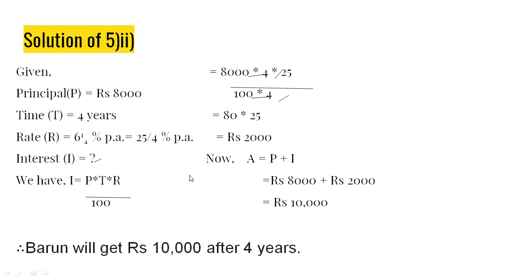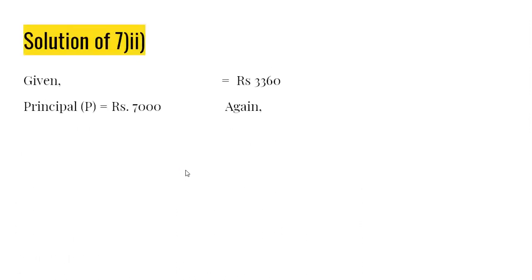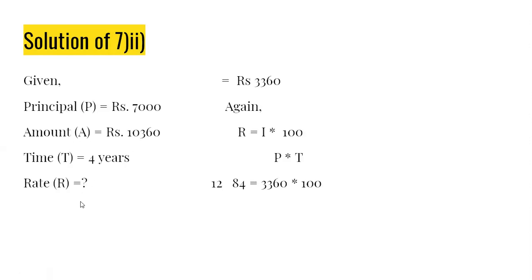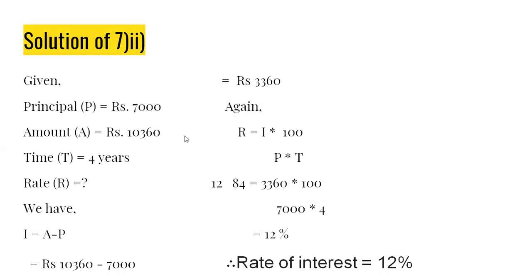And similarly look here, the next one. Principal is 7,000, amount is this. First we will find interest, interest equals A minus P as I have told, and it will come 3,360. Then rate equals I into 100 by P into T. Cancel up and down numbers and you will get the value 12% per annum rate of interest.